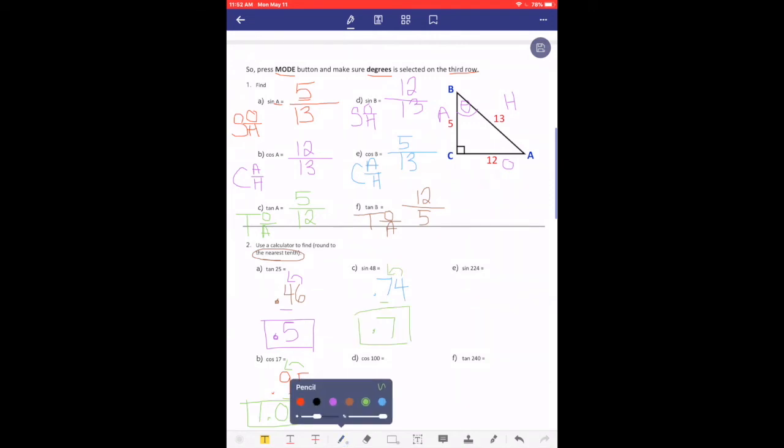D is cosine of 100. When you type in cosine and then 100 in your calculator, you'll get negative 0.17. We want to look at the tenths place and the number behind it. The number behind it is a 7, which is greater than 5, so I round up. That 0.1 becomes a 0.2, so negative 0.2.